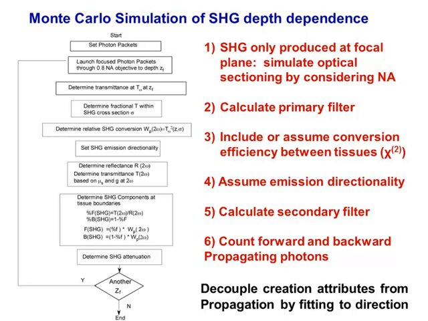Then we calculate the primary filter effect, which is the loss of the laser as we go through. And then we assume a relative conversion efficiency between the tissues, which is essentially the relative chi2 values. That's the efficiency with which the SHG gets made. It's hard to measure that absolutely, but we can do comparisons. Then we assume initial directionality. Then we calculate the secondary filter losses based on mu_s and g. And then we count how many photons go forward and how many go backwards. And that will let us decouple that.